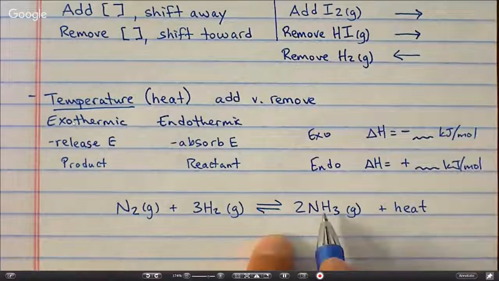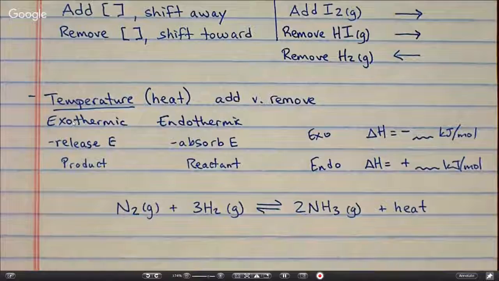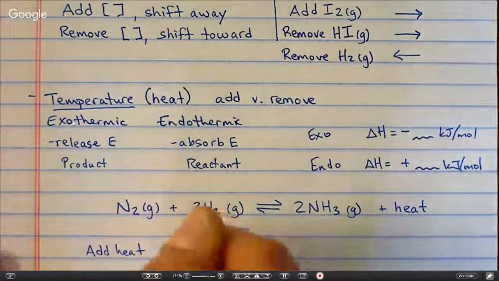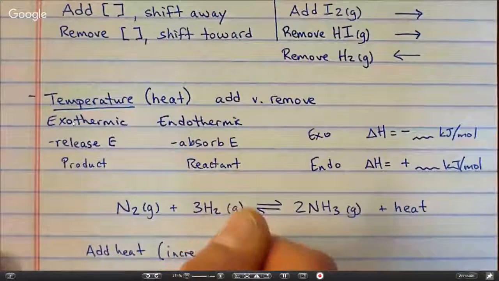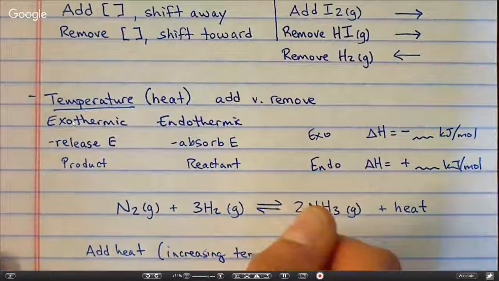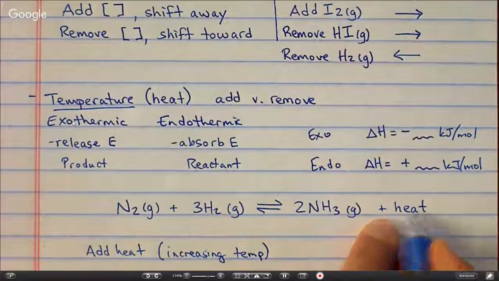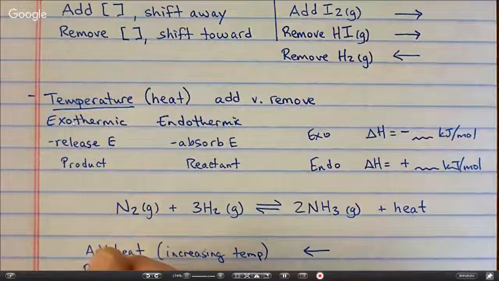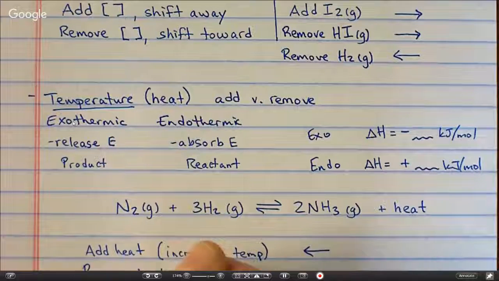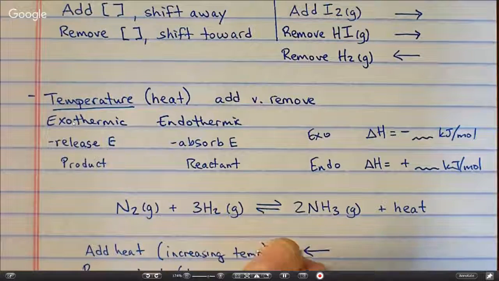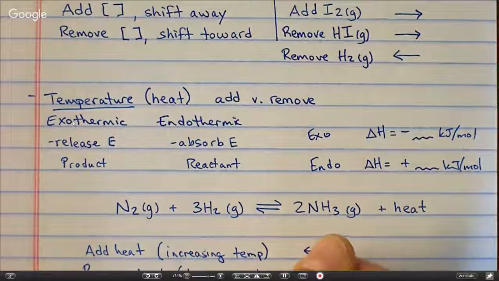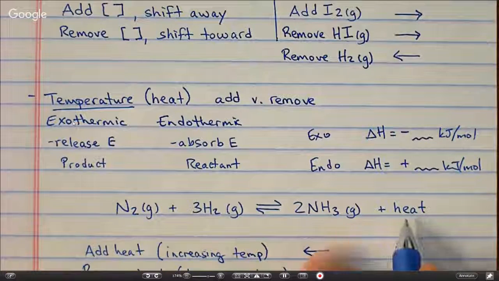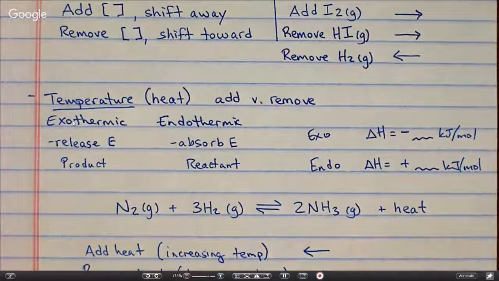So in this one, heat is on the product side. Adding and removing act much in the same way. If we add heat, which could also be thought of as increasing the temperature, well, heat is on the product side, so if we add heat, we're going to shift away, toward the reactants, to the left. If we remove heat, which would be like decreasing the temperature, well, if I remove something, I'm going to shift toward it. Since it's on the product side, we're going to shift to the right.